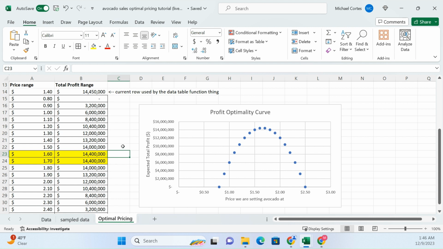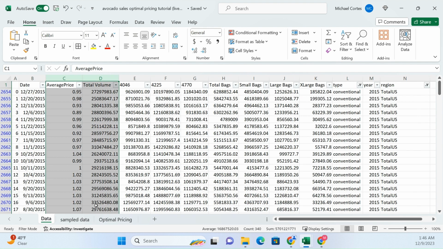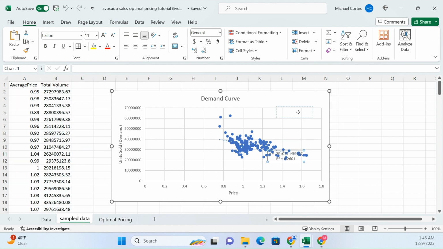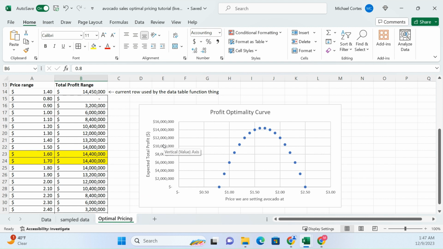I just wanted to share a quick video here on the framework of how you can do price optimization, provided that you know your item's cost to make it, and you have a data set that contains your item sales, how much you sold of the item at different price points, so that you can construct the demand curve. So the demand curve construction is a prerequisite to doing this. But if you have that data, and if you can make the demand curve, and you know the cost, you can construct this and come up with your optimality curve. So yeah, that's pretty much it.